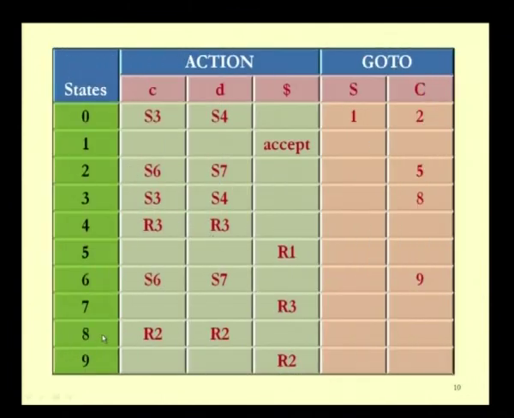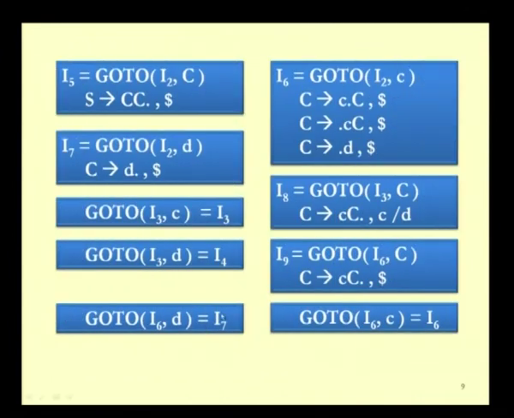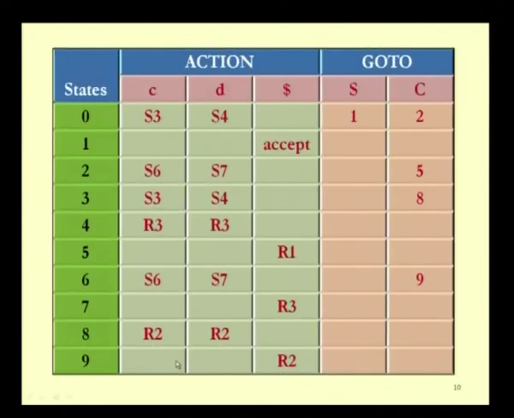And looking at state number 8, we have one item, that is C derives small c capital C dot comma c and d. So, it is in the state number called I8. So, 8 comma small c and 8 comma small d, the action is going to be reduced by using the production C derives small c followed by capital C. Since it is production number 2, we have the rule R2 and R2 here.